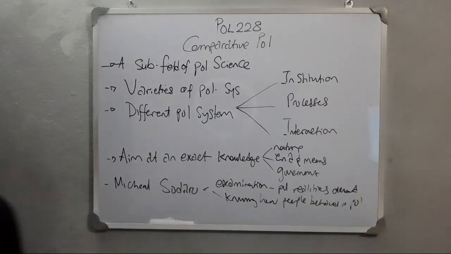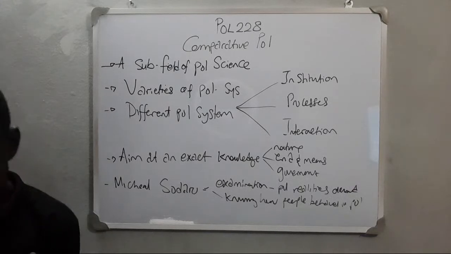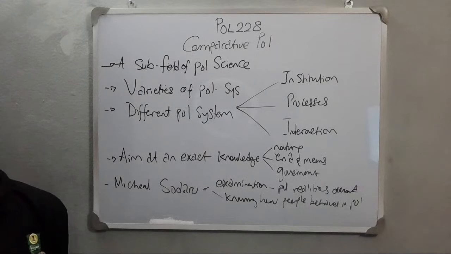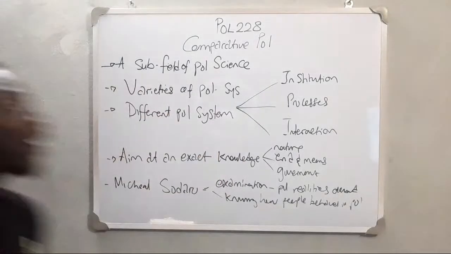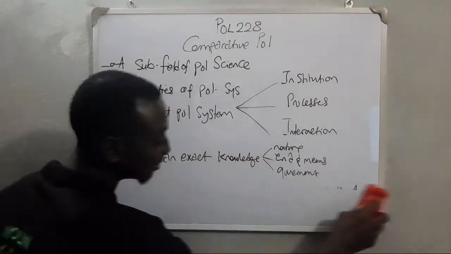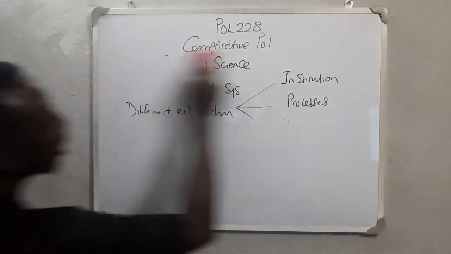Now, comparative politics is characterized by an empirical approach. When we say empirical, we mean with proof, with evidence. It's characterized by an empirical approach.